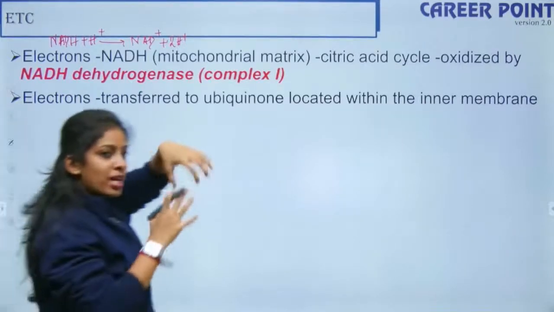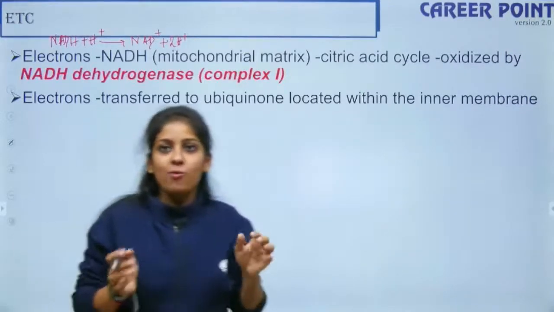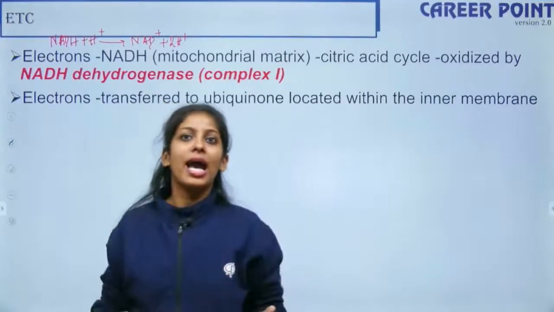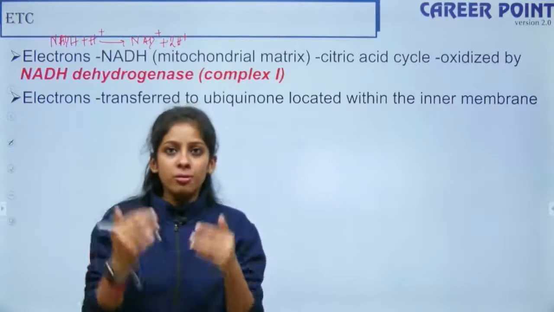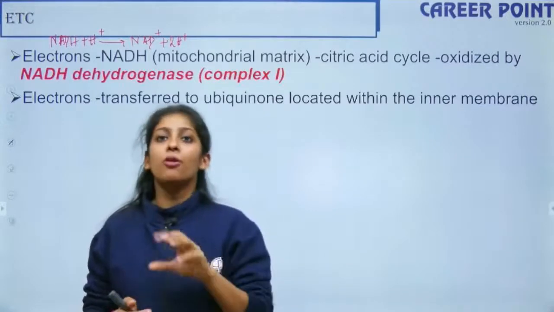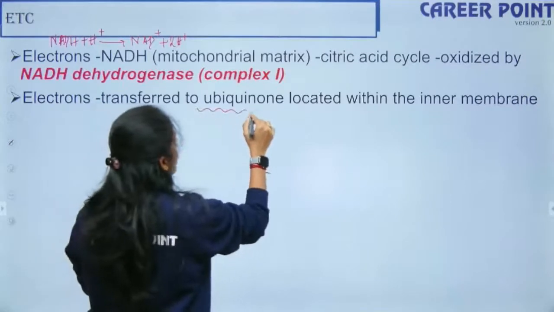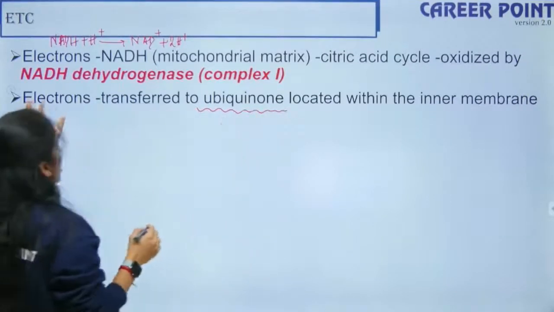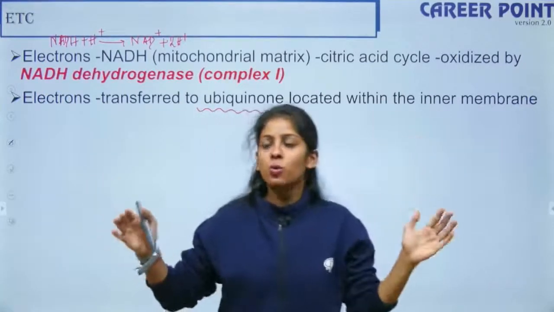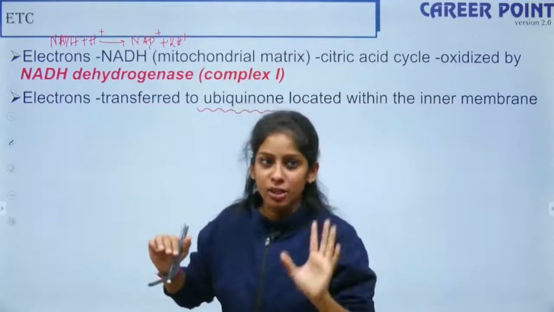The complexes are situated or embedded in the inner mitochondrial membrane. If I am one building and you are another building, if you have to travel from one building to the other, you take a cab or you walk, right? Similarly, electrons move from one complex to the other with the help of electron carriers. One such carrier is your ubiquinone. Electrons are transferred through ubiquinone located within the inner membrane. Sometimes two buildings are connected together with a bridge. So imagine ubiquinone as a bridge, alright?